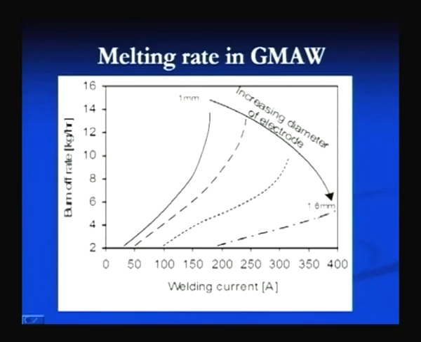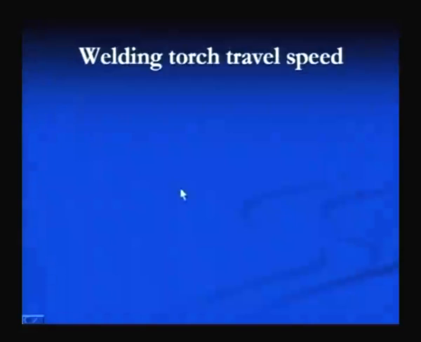When the electrode diameter is large, like say 1.6 mm, increase in welding current increases the burn off rate or melting rate linearly, and with the reduction in the electrode diameter, this increase in burn off rate with the increase of welding current becomes non-linear because of increased electrical resistance heating of the small diameter electrodes.